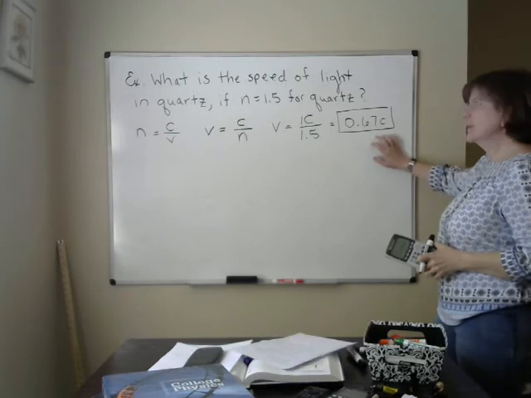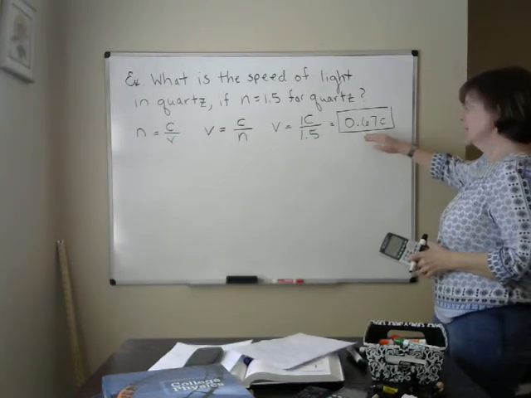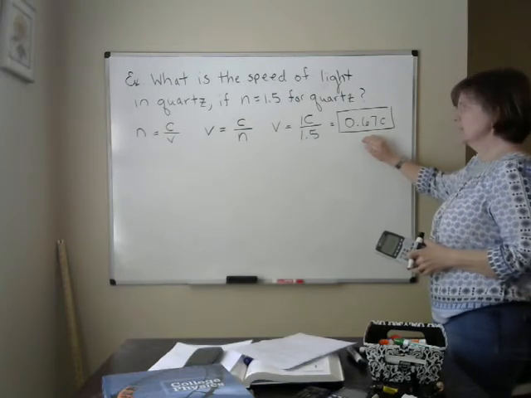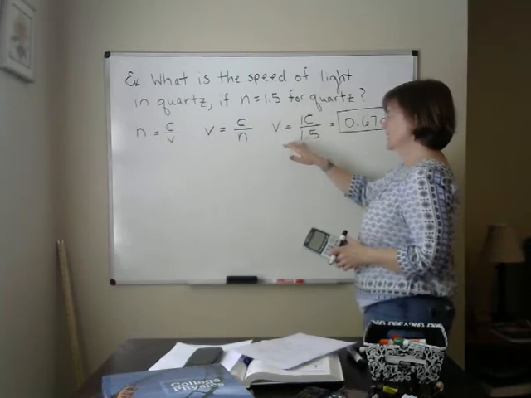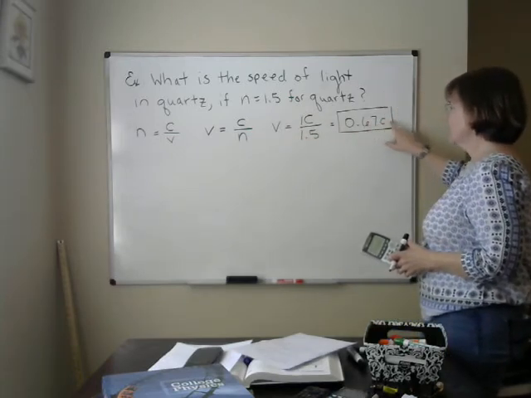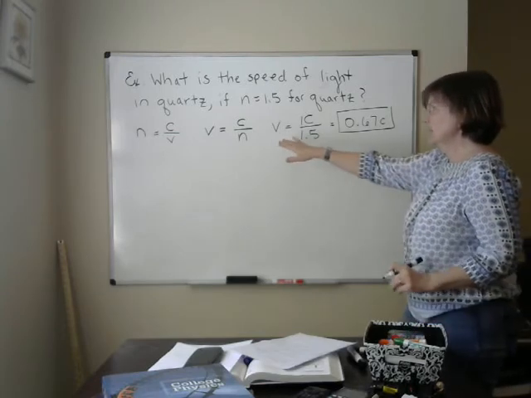And I know there's probably a question that has an answer like that on the homework quiz, where you just say, okay, I just need to do 1 divided by the index of refraction, and that will tell me what fraction of c it is. The other way is to just go ahead and put c in.